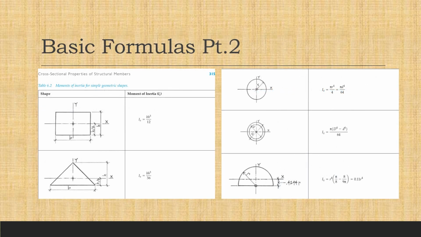So this is what the basic formulas are. For the shape that's like a cube, that's what I just went over. Then the triangle, circle, inner circle, and semicircle.